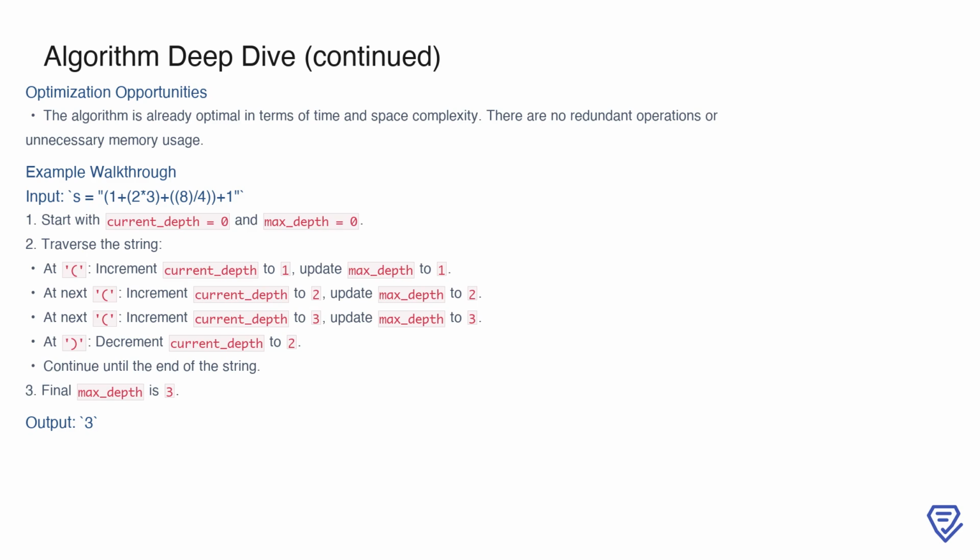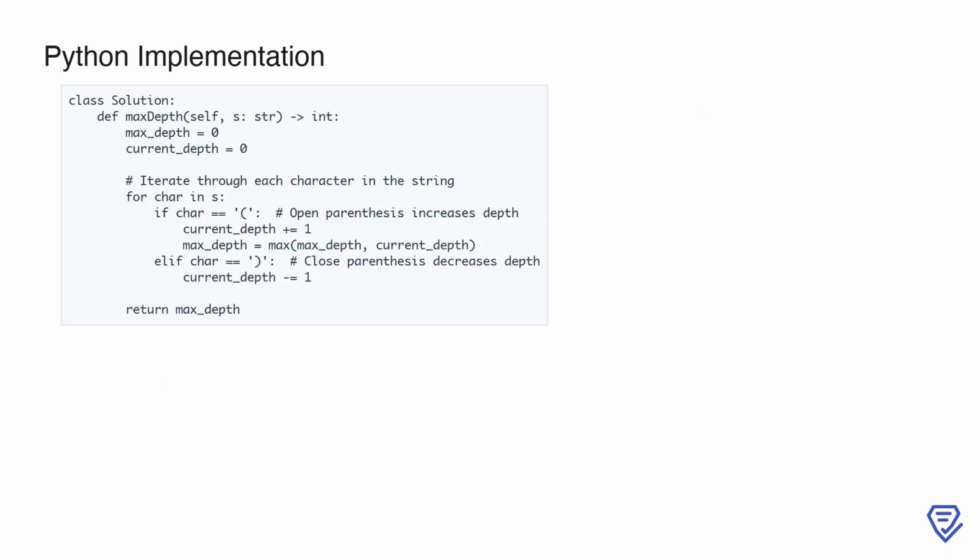When encountering a closing parenthesis, current_depth decreases as we exit nesting levels. This process continues until the end of the string. At the conclusion, the max_depth remains 3, which is the deepest level of nesting in the string. Thus, the output is 3. The provided Python implementation solves LeetCode problem number 1614, maximum nesting depth of the parentheses, using an efficient approach.